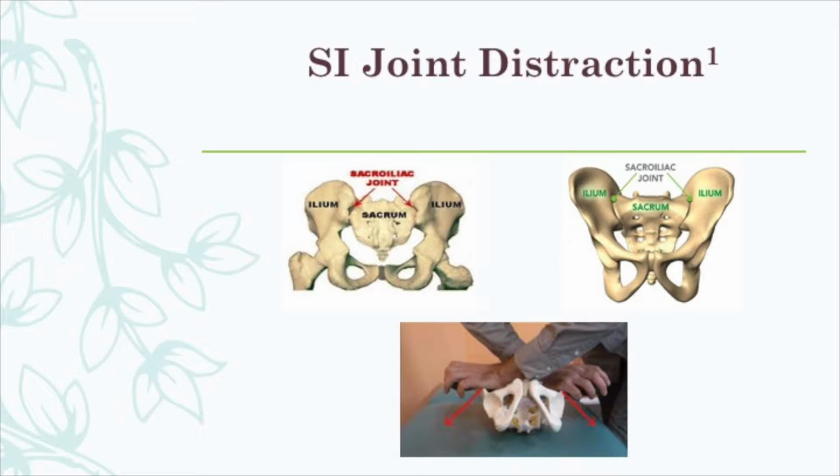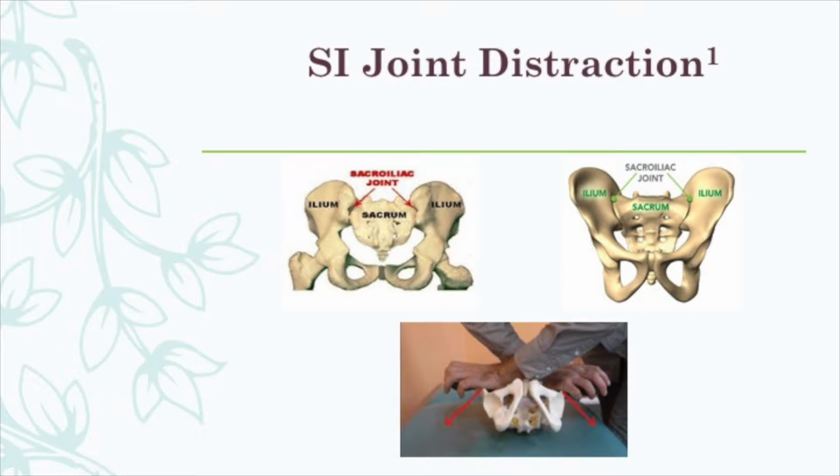As you can see from the pictures at the top of the slide, the sacroiliac joint is formed between the sacrum and the ilium. The left shows a posterior view and the right shows an anterior view. The SI joint distraction test is a pain provocation test, and it is one of 6 Laslett tests that is used for the SI joint.